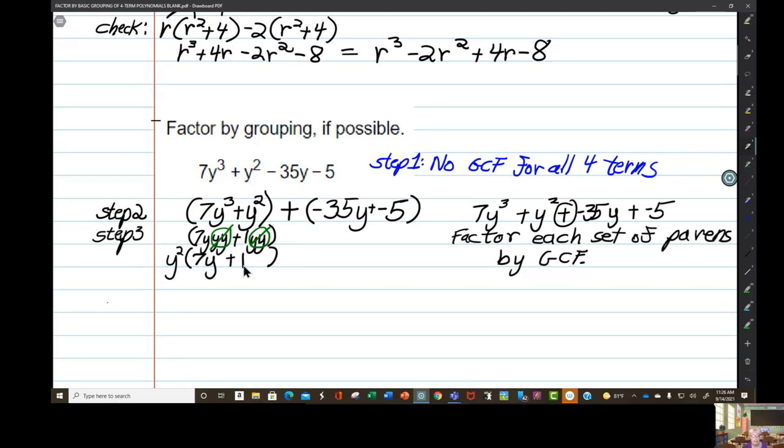Okay. Now comes what you just finished learning. This is a little polynomial, a binomial. The leading term is -35y. You have a negative leading term, so your GCF is going to have to be negative.